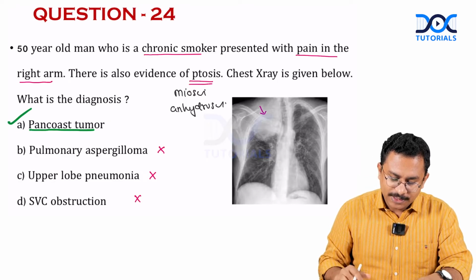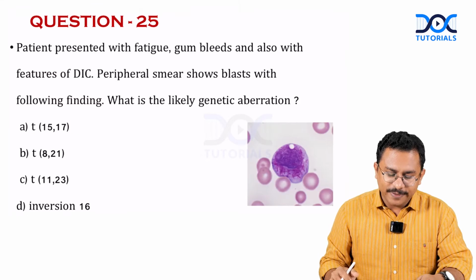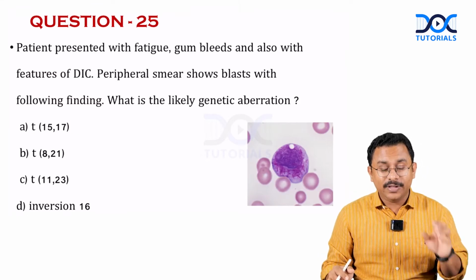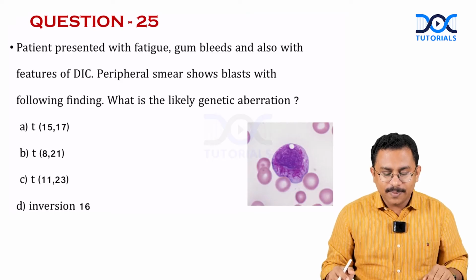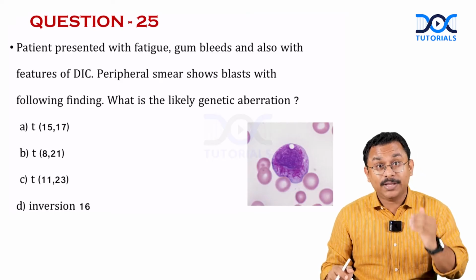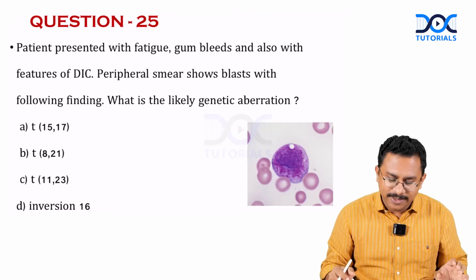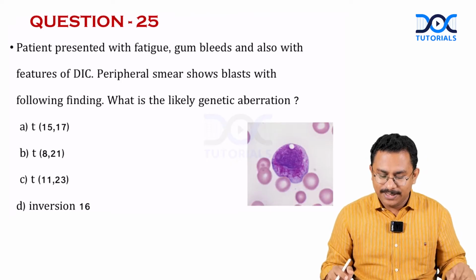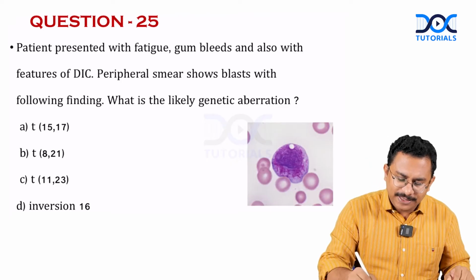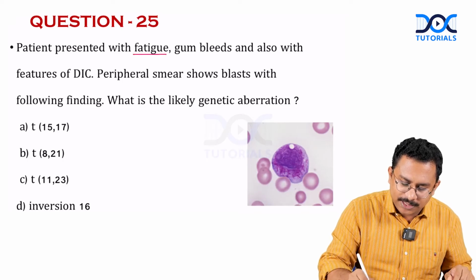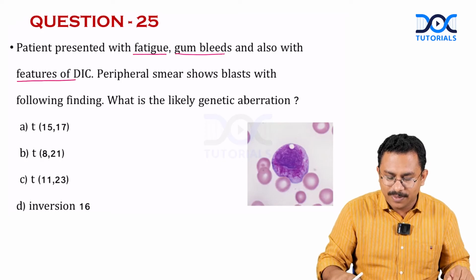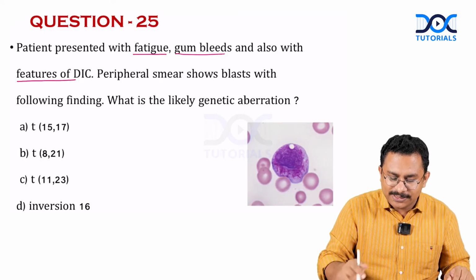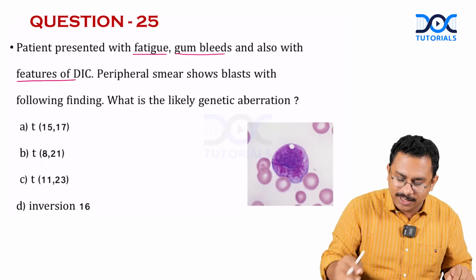Okay, right. Question number 25, a patient presented with fatigue, gum bleeds, and also with features of DIC. The peripheral smear shows blast with the following finding. They had shown an image. What is a likely genetic aberration? So fatigue, gum bleeds, and also features of DIC, we are thinking of a hematological problem. They have said that peripheral smears are showing blast, so we are thinking of a leukemia.